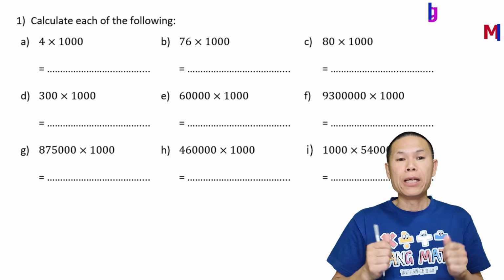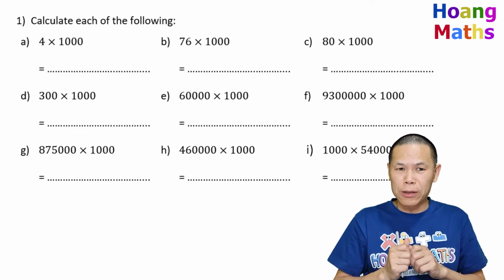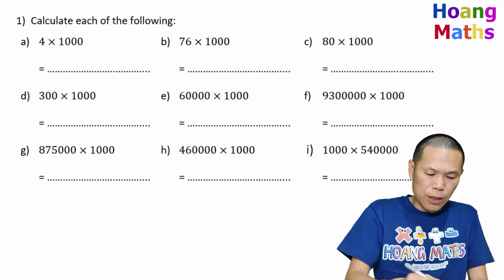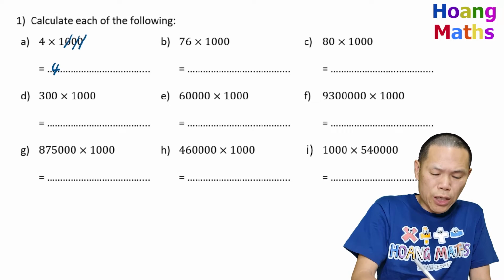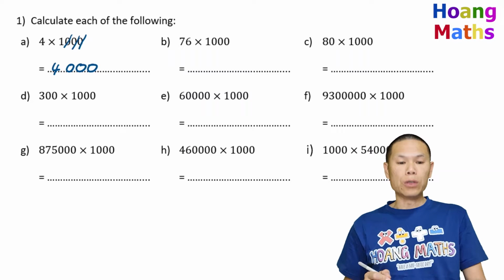So part A. We have 4 times 1,000. So 4 times 1 is 4. So write this 4 down. And we have 1, 2, 3, so 3 zeros. We just write this down. So there you go.